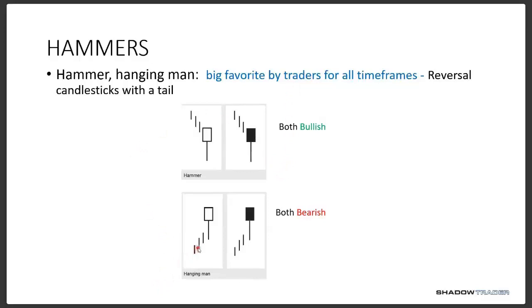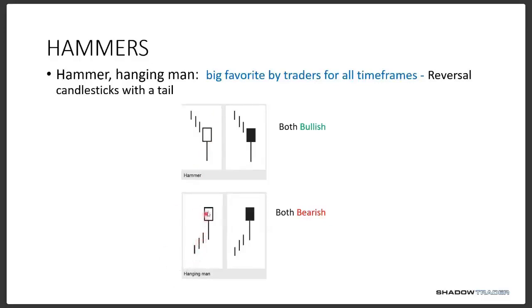I drew this wrong. I'm going to have to correct this because this is wrong. No, it's not. It's right. I've got this right. Okay. This one's a hammer. This one's a hanging man. Hammers on the way down, hanging man on the way up.